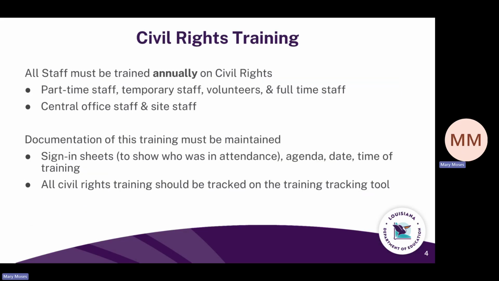Civil rights training is required annually for all staff. This includes full-time staff, part-time staff, temporary staff, central office and site staff, and volunteers. Documentation for civil rights training must be maintained for 3 years plus the current year. Documentation must include sign-in sheets, agendas, and dates and times of training. All civil rights training should be tracked on a training tracking tool such as USDA's Professional Standards Training Tracker or the Louisiana FitKid version.